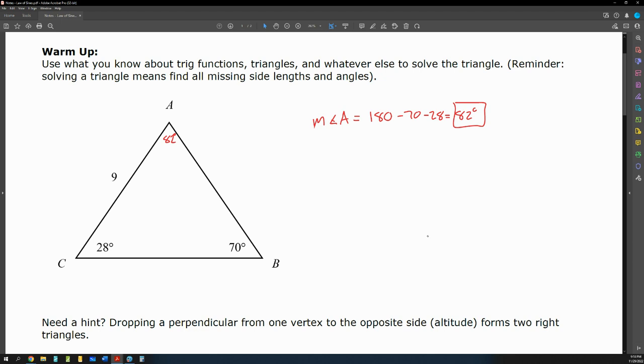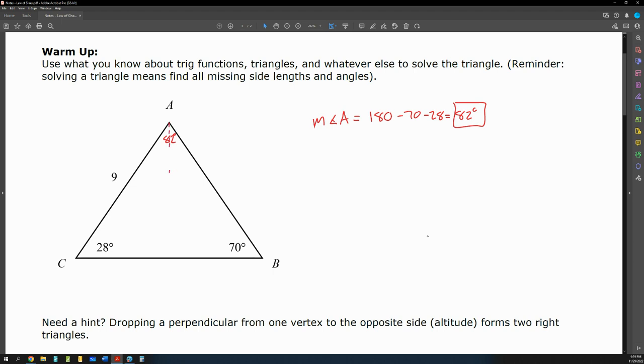If you made it here and couldn't find those other two side lengths, that's totally okay. That's what today's lesson is for. If you found something else, you can follow along with me and check to see if you got your answers correct. One strategy that I've tried here is that I know a lot about right triangles. I know right triangle trig, the Pythagorean theorem, all of those things. So I'm going to go ahead and construct some right triangles.